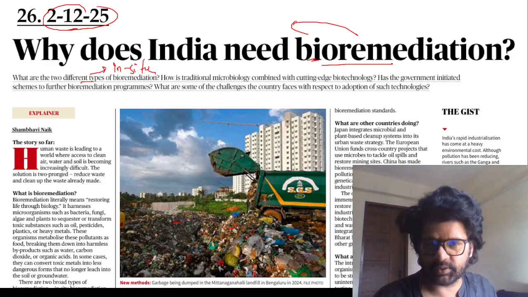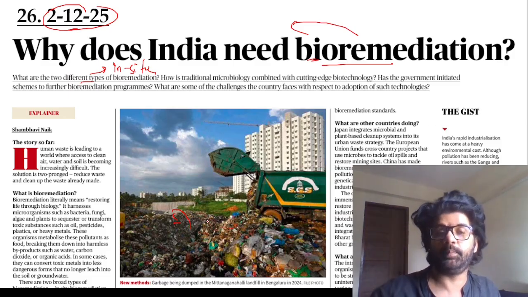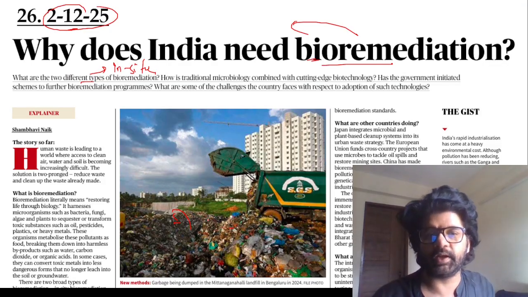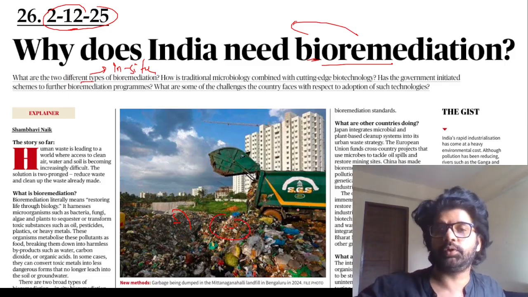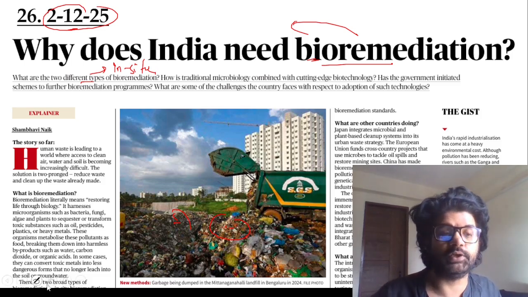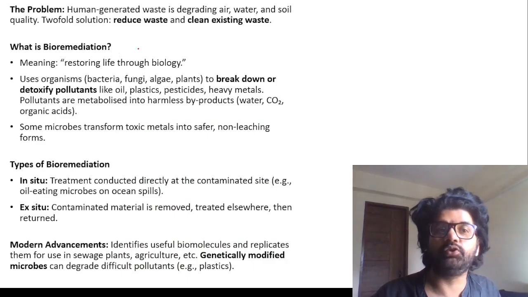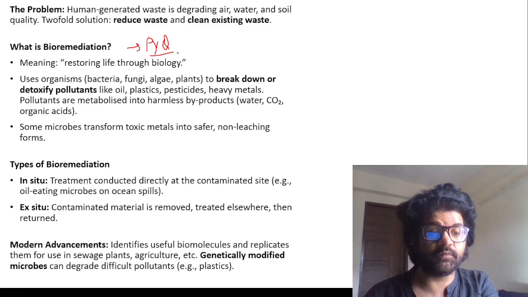In situ: let's say this is a landfill, like you're seeing here in Bangalore. If you do the process here only, the breaking of these materials and waste by microorganisms at the same place, this is in situ. But if you take them with you, treat them somewhere else, and then bring them here again or somewhere else, that is ex situ bioremediation. So we have to talk about all these things. UPSC has already asked PYQs on bioremediation.